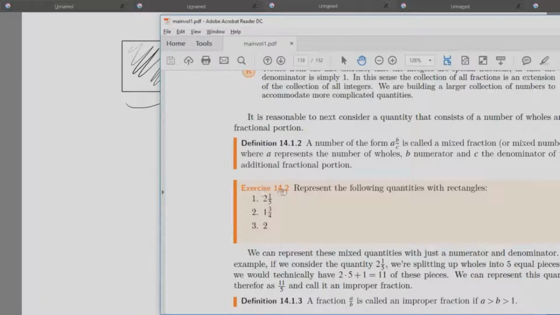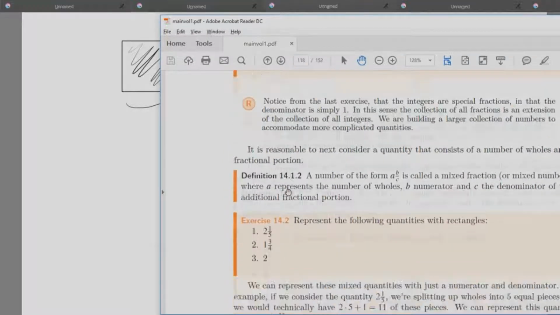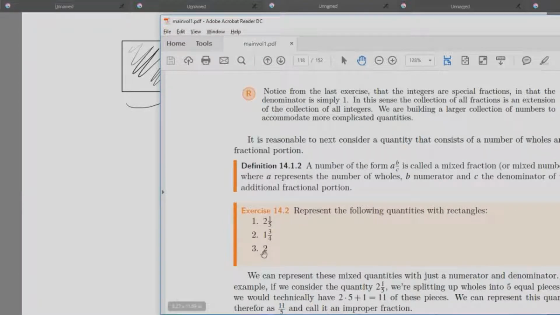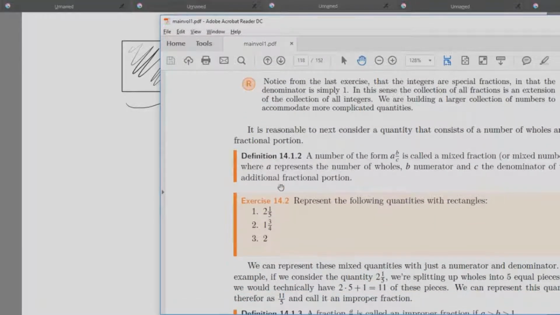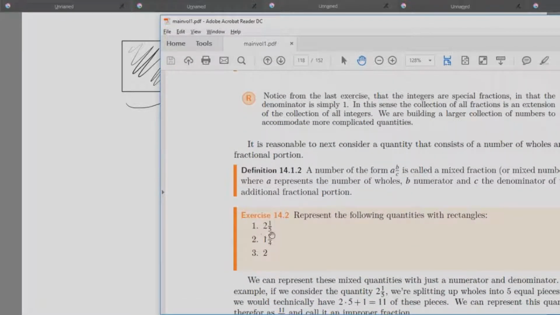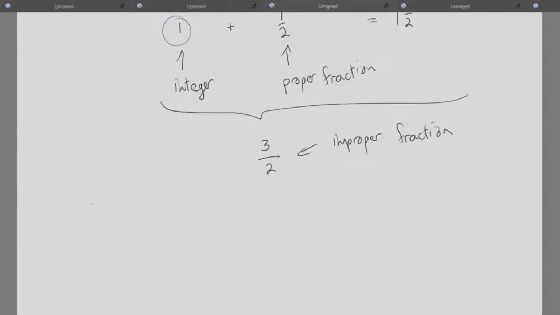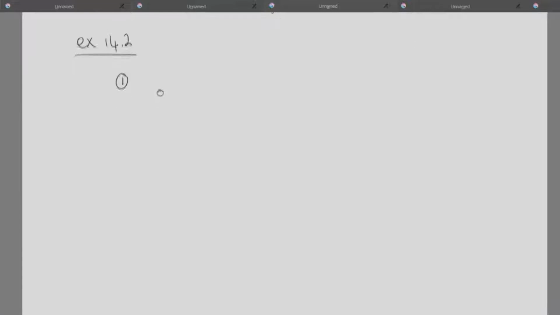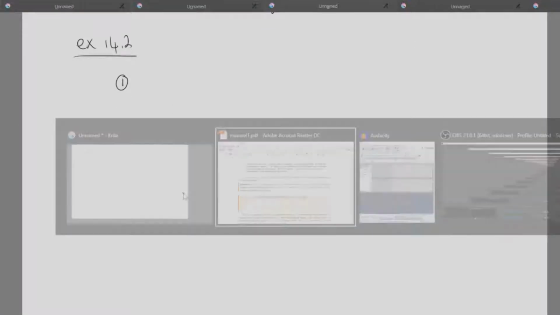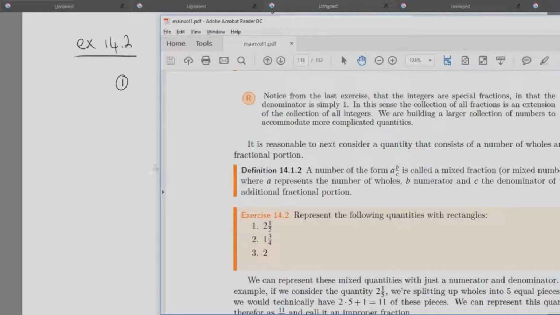So in 14.2 exercise, we want to represent the following quantities with rectangles as well. Now we see some mixed numbers. For some reason, I have a 2 in both, so we'll skip that one. We've already done that. 2 and let me just write down the number here. Exercise 14.2, number 1. Now let's see, what was it? 2 and 1/5.